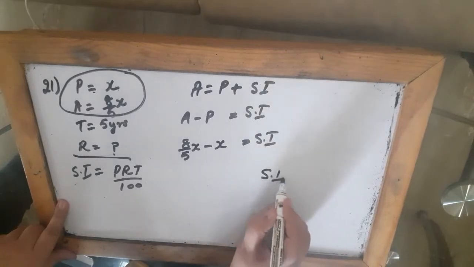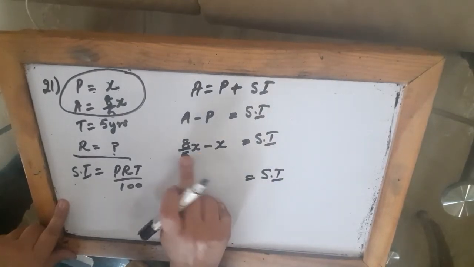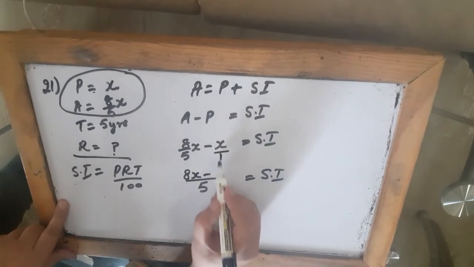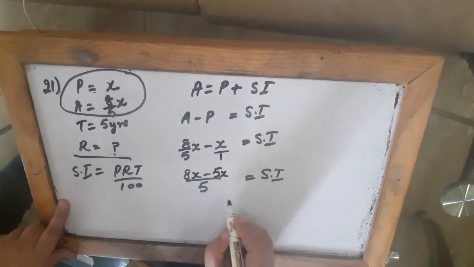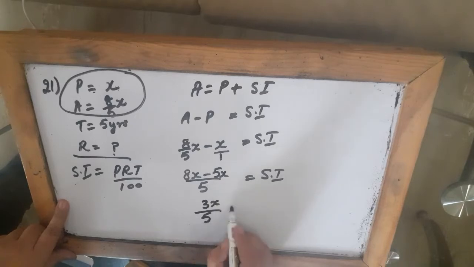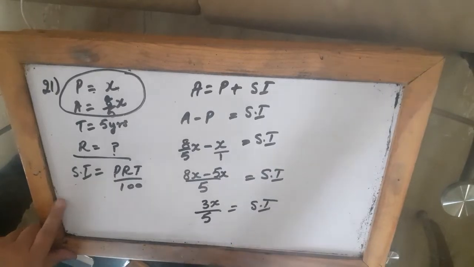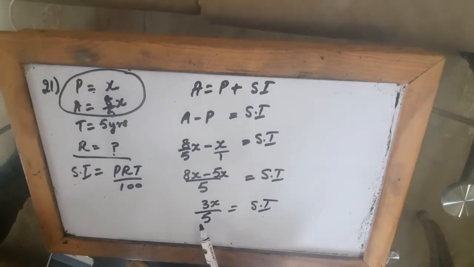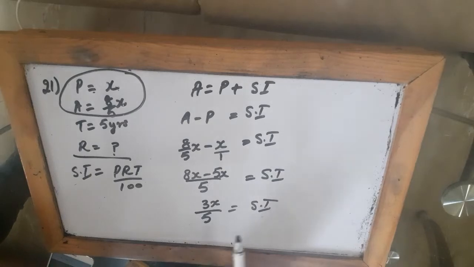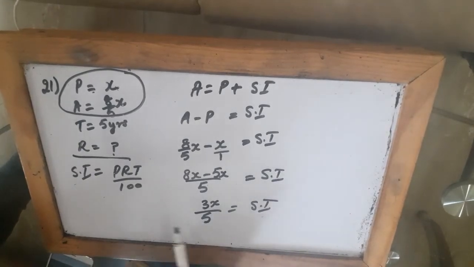So this is subtraction of fractions. So take out the LCM. LCM will be 5, 8x, and this is 1, and this will become 5x, and 8x minus 5x is 3x upon 5 is equal to simple interest. So this I have found the simple interest. I said because principal and amount both are in terms of x, so my simple interest also is in terms of x. So I got the simple interest now.